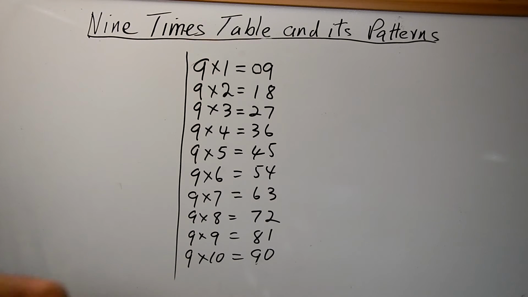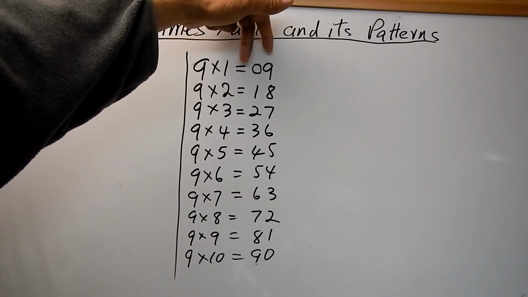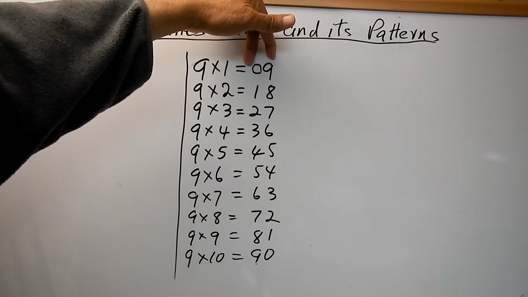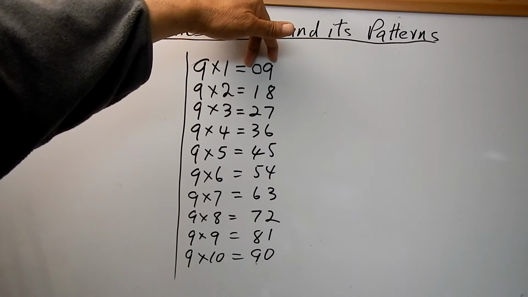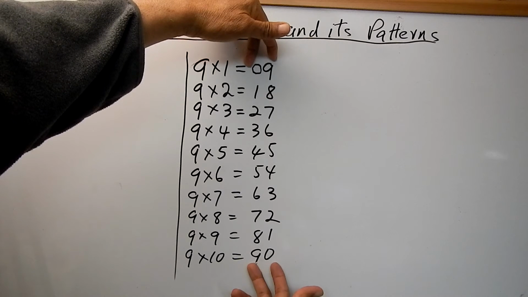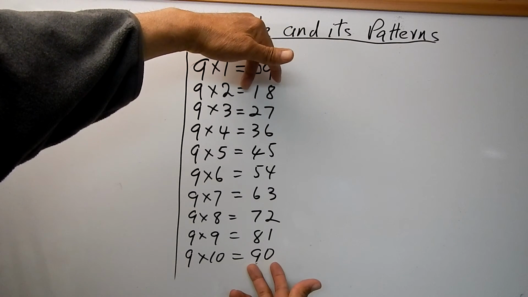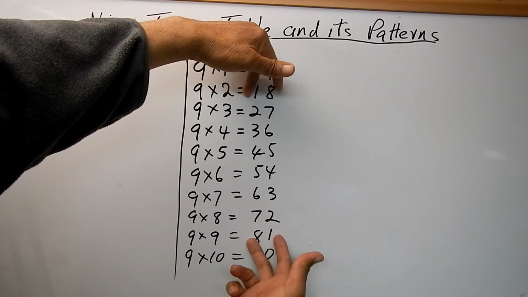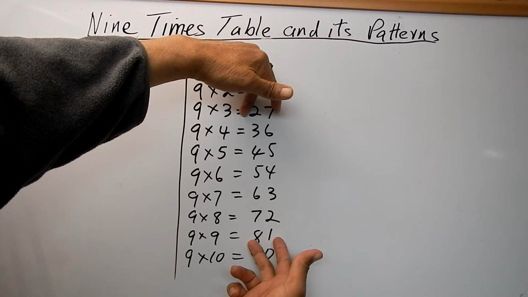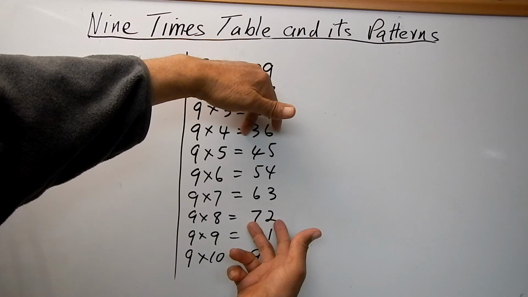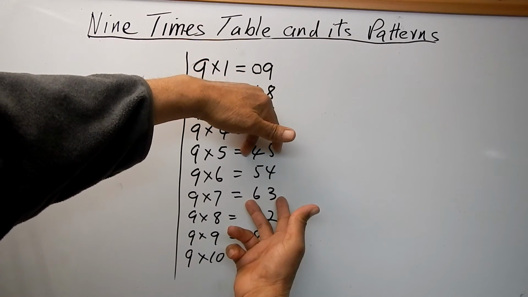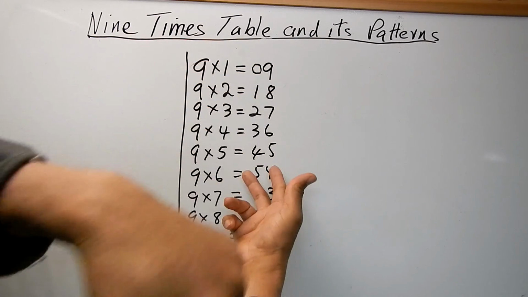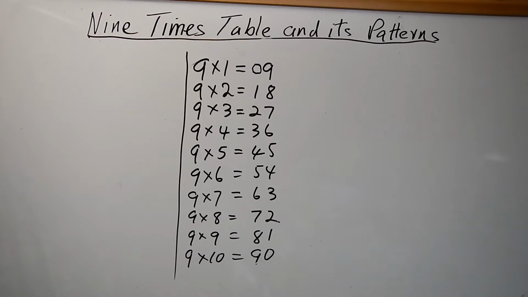Okay, here's one. If we turn this 09 around, we'll get 90 at the bottom. If we turn 18 around, we'll get 81. 27 turned around becomes 72, 36 turned around becomes 63, and 45 turned around will give us 54. This is really good stuff, don't you think? Any other observation?